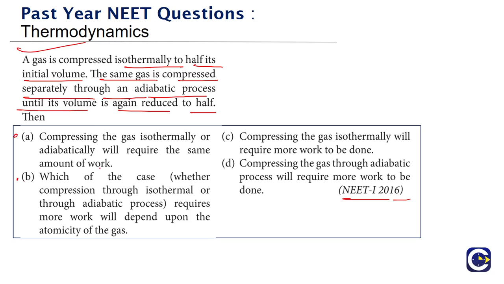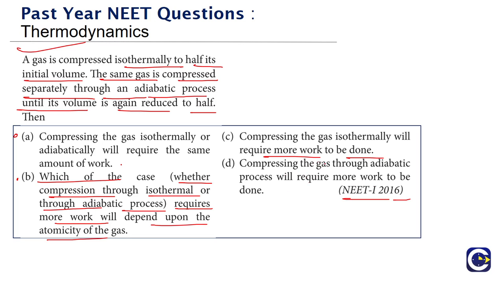So look at the options, right? What are the options? Compressing the gas in isothermal or adiabatic will require the same amount of work, because when you're compressing gas, we will be required to do the work on the system. Which of the cases requires more work will depend upon the atomicity of the gas. So all these options are talking about how much work has to be done. Option C is: compressing the gas isothermally will require more work to be done. Option D is saying compressing the gas through adiabatic process will require more work to be done.